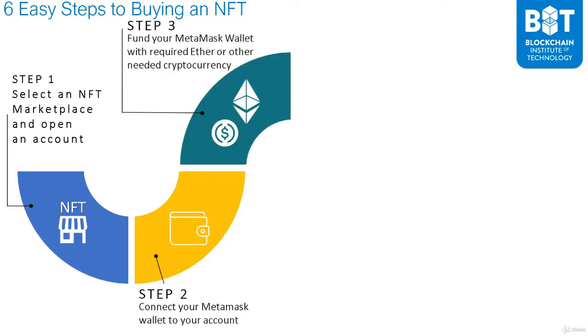Now, once you have your MetaMask wallet, you need to fund it. What that means is you need to put in some Ether and other types of cryptocurrency that you may need when you actually want to buy these NFTs. MetaMask is actually a cryptocurrency wallet, and it will let you store Ether and let you spend that Ether when you're buying NFTs. You can do that because it lets your browser interact with these marketplaces.